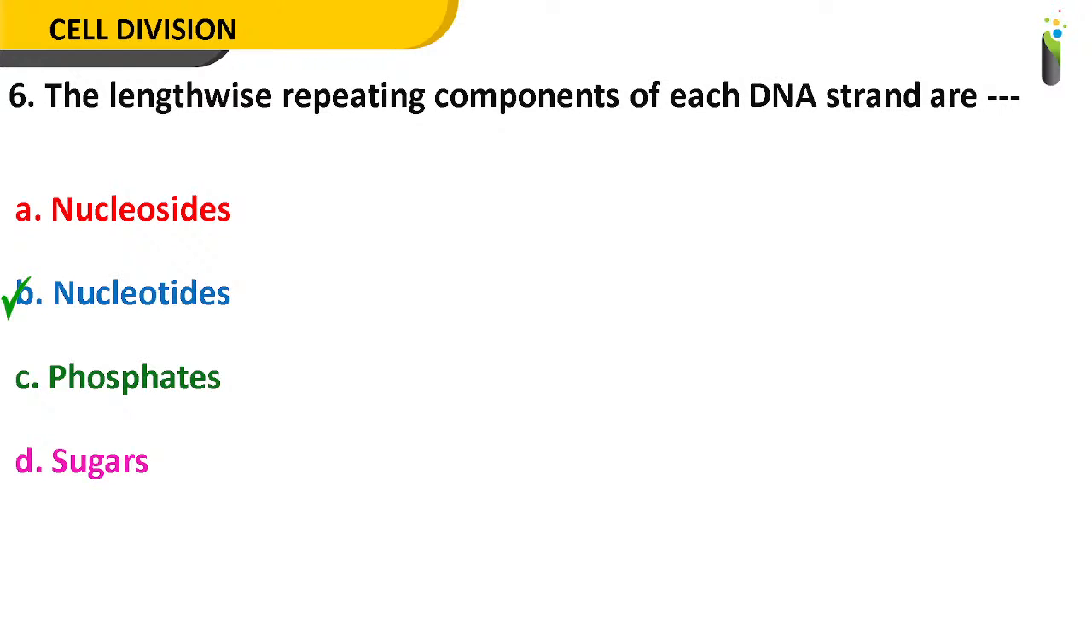The nitrogenous base could be either adenine, guanine, cytosine, thymine in case of DNA, and in case of RNA, it could be adenine, guanine, cytosine, or uracil, because RNA does not contain thymine, instead it contains uracil, and DNA does not contain uracil, in its place it contains thymine.